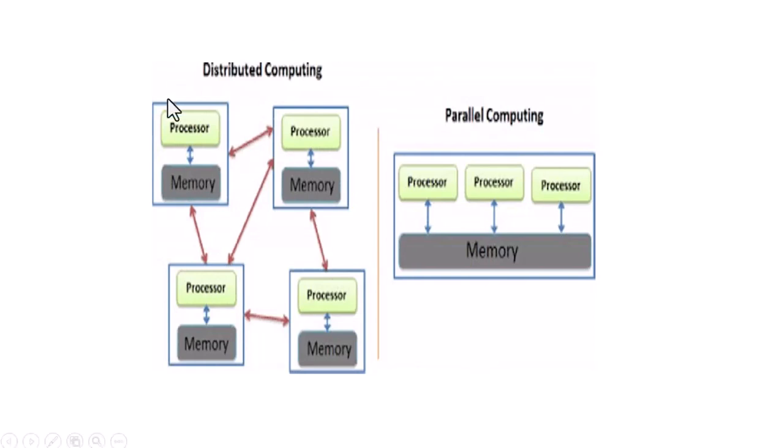One more thing, there is no physical common clock for distributed computing, while parallel computing has one physical clock. So these three processors are synchronized using one physical clock, but these do not have one physical global clock. Rather, a virtual or logical clock designed using algorithms can be created, but there is no physical clock and no one shared memory. So these are the major differences.